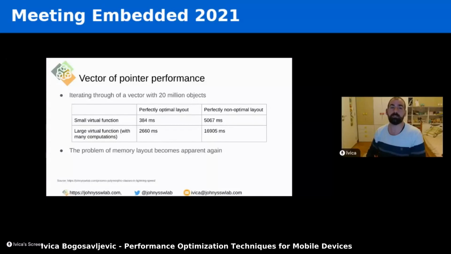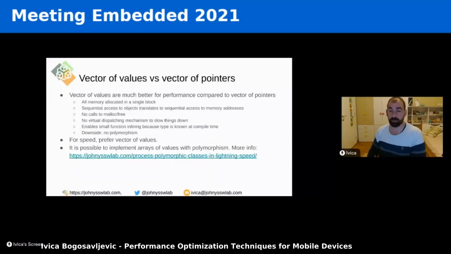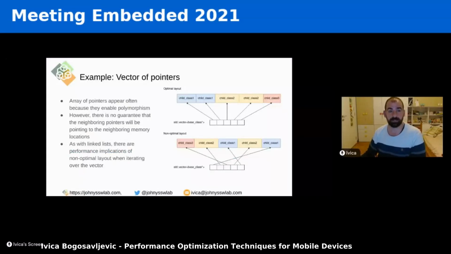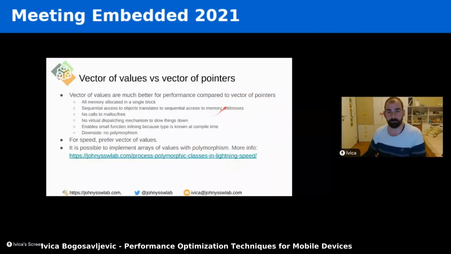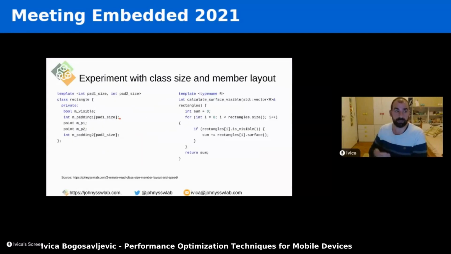So if you have vector of pointers and you want to use them because of polymorphism, then you should consider vector of values, and they're much better for performance because the memory access pattern is predictable and the data prefetcher can fetch it faster. Also, there are no calls to malloc and free and the other things that are slowing it down.